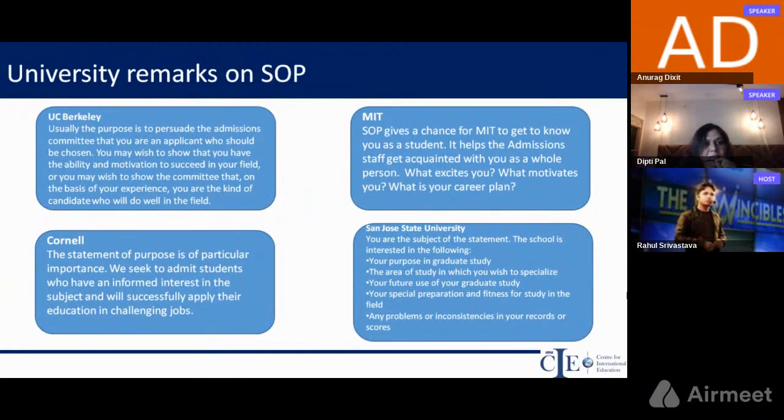So UC Berkeley, that is University of California, Berkeley, MIT, Cornell, and even San Jose State University, which is a very well-known university right there in the Bay Area, known for offering masters in computer science and other related areas. So what these admission committees have specified on their website when it comes to SOP. All these well-known US universities give a lot of importance to SOP.